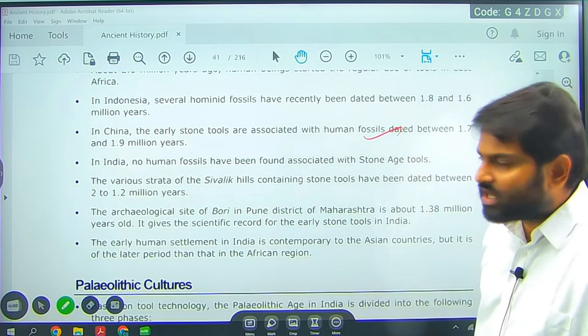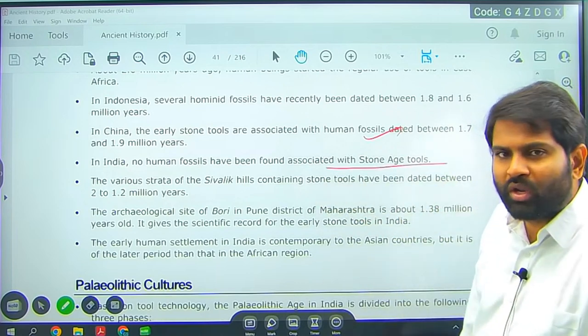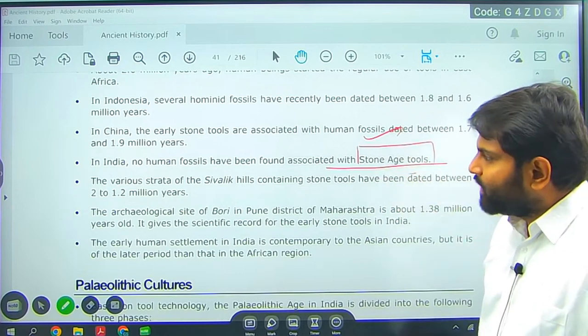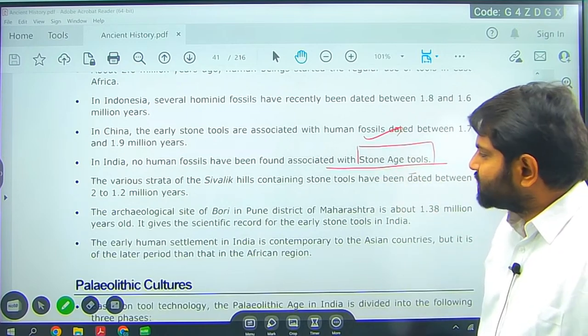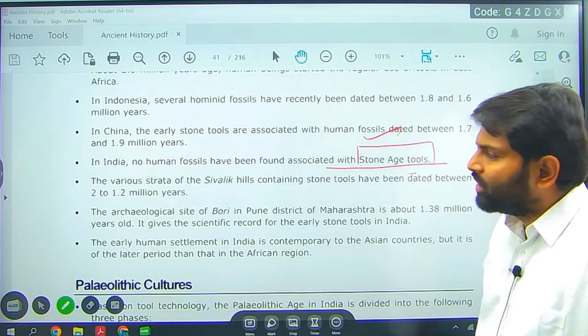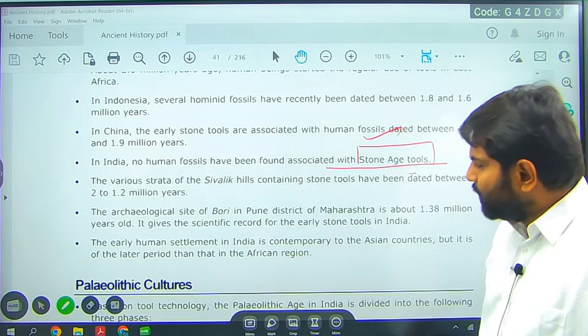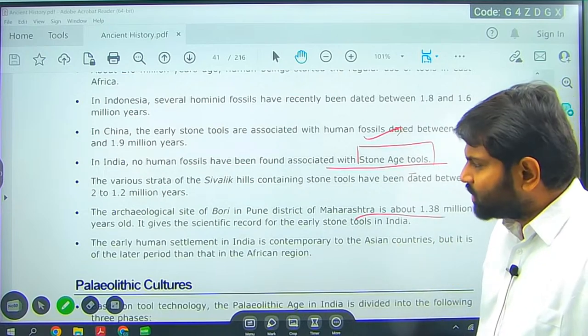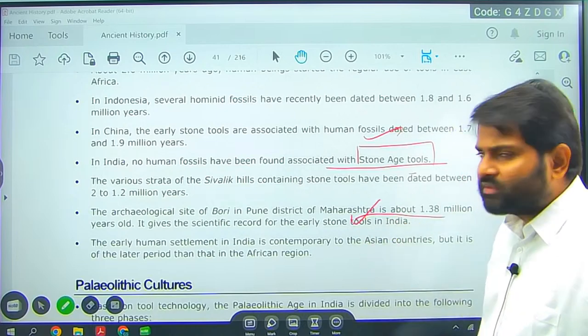In India, no human fossils have been found associated with the Stone Age tools. We have Stone Age tools, but no fossils. The various strata of the Shivalik hills containing the stone tools have been dated between 2 to 1.2 million years ago. The archaeological site of Bori in Pune district of Maharashtra is about 1.38 million years old. It gives a scientific record of stone tools.